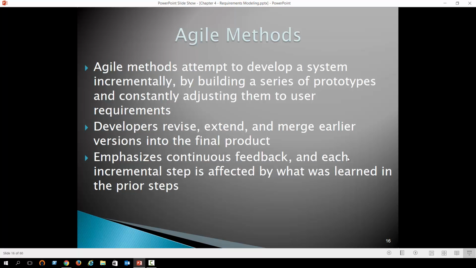Now notice, we're adjusting the prototype to the user requirements, versus building a prototype in rapid application development or JAD based on user requirements. You see the difference? So we actually just start building something and then modify it once we have more requirements. So you can see how, if we're not careful, this can become really costly. Developers revise, extend, and merge earlier versions into the final product. It emphasizes continuous feedback at each incremental step.